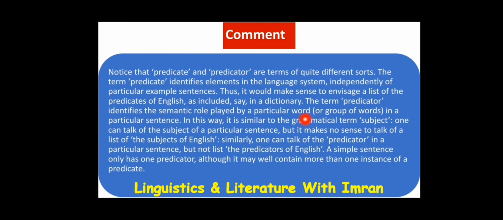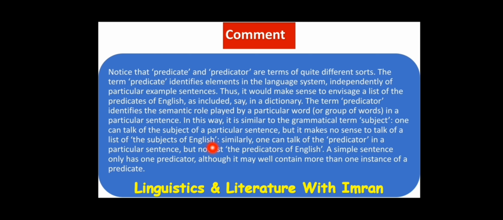When a word plays a particular role in a sentence, we call it a predicator. So not every predicate is a predicator in a sentence; it must play a role. In this way, it is similar to the grammatical term subject. One can talk of the subject of a particular sentence and identify it, but it makes no sense to talk of a list of the subjects of English.